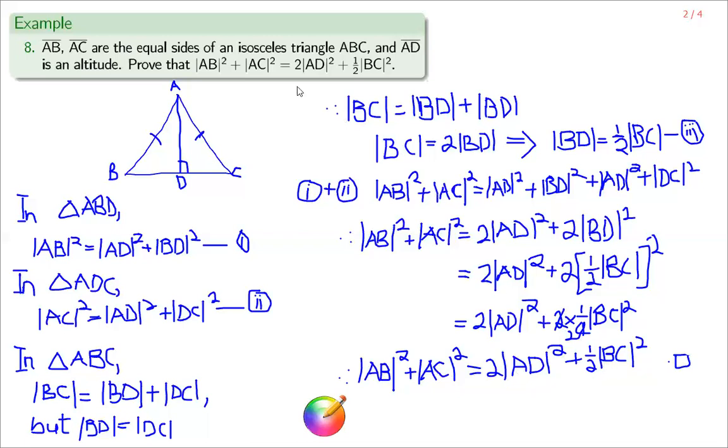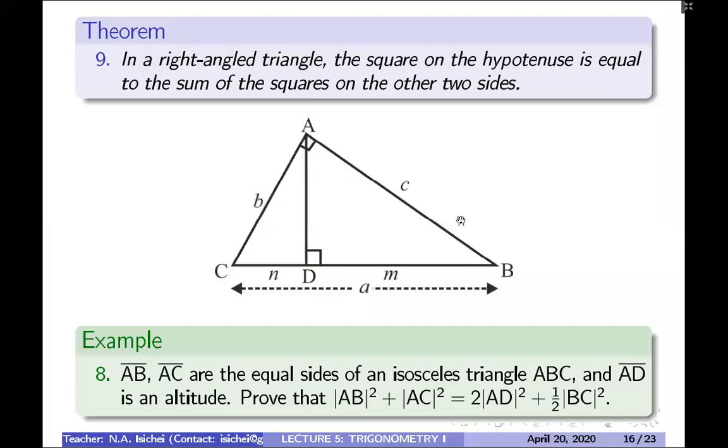Therefore AB squared plus AC squared equals 2AD squared plus half BC squared. And that is the proof. That is the end of the proof. A very interesting proof, clear and very easy to do. So I encourage you to look for more questions of this nature. Prove it. It's going to help you boost your logical reasoning.